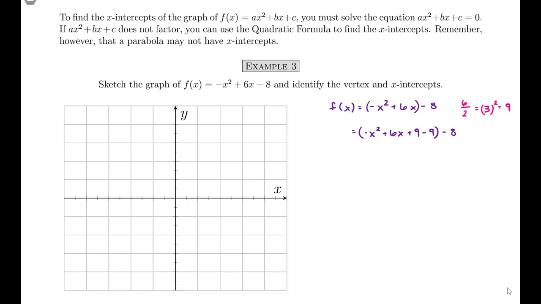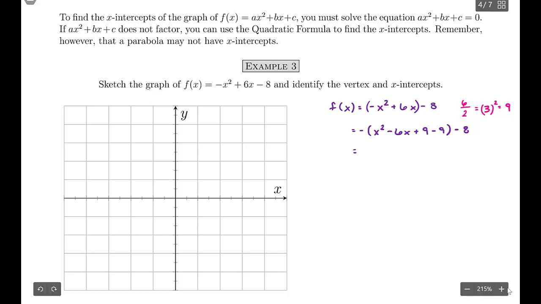I don't have anything that I need to distribute, so basically we can think of it as a 1 in front of the parentheses. Actually, let's factor out the negative. Let's make this a positive x squared for the sake of argument here. So let me go back up. I'm going to change things up just a little bit. I apologize. This is going to be negative x squared minus 6x plus 9 minus 9 minus 8. And now I can combine like terms.